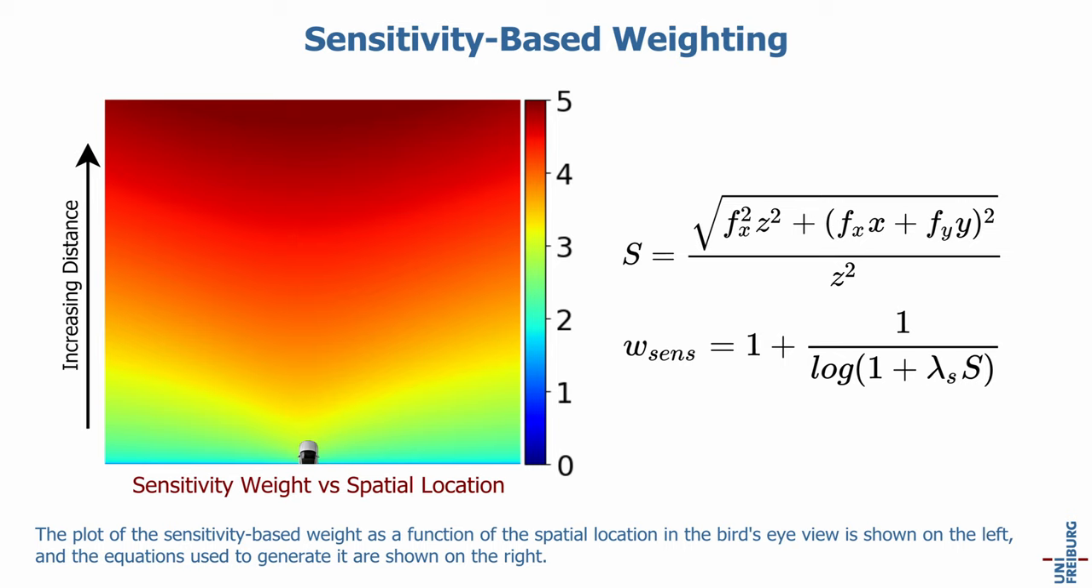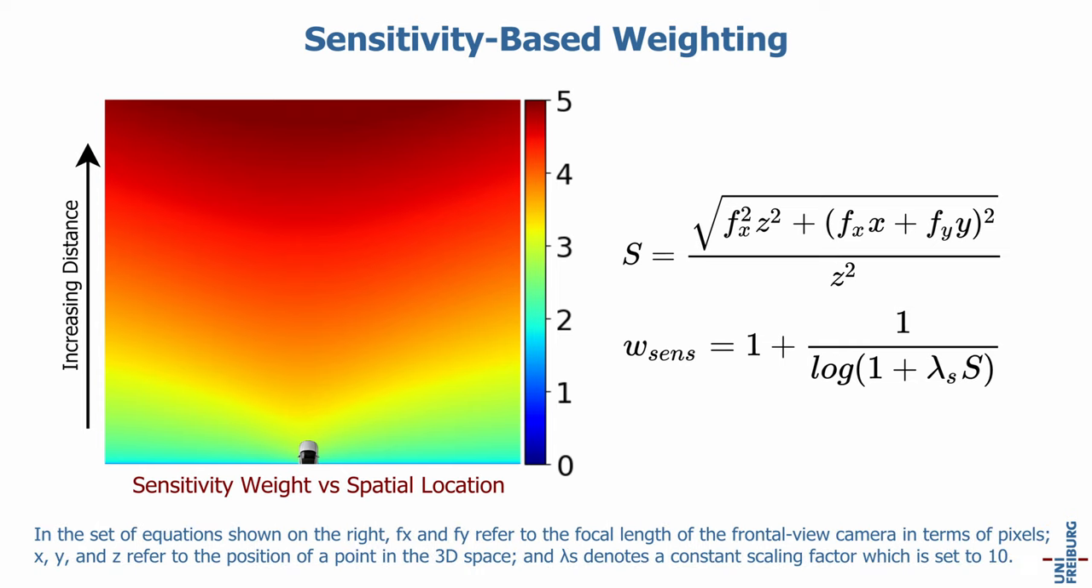The plot of the sensitivity-based weight as a function of the spatial location in the bird's eye view is shown on the left, and the equations used to generate it are shown on the right. In the set of equations shown on the right, fx and fy refer to the focal length of the frontal view camera in terms of pixels, x, y, and z refer to the position of a point in the 3D space, and lambda s denotes a constant scaling factor which is set to 10.